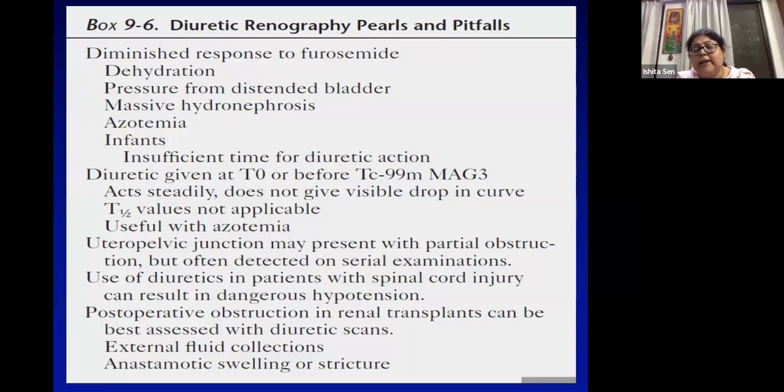So if it was not decompressed, then the so-called obstruction at the pelvic level may be a false positive, or maybe just an erroneous reservoir effect.